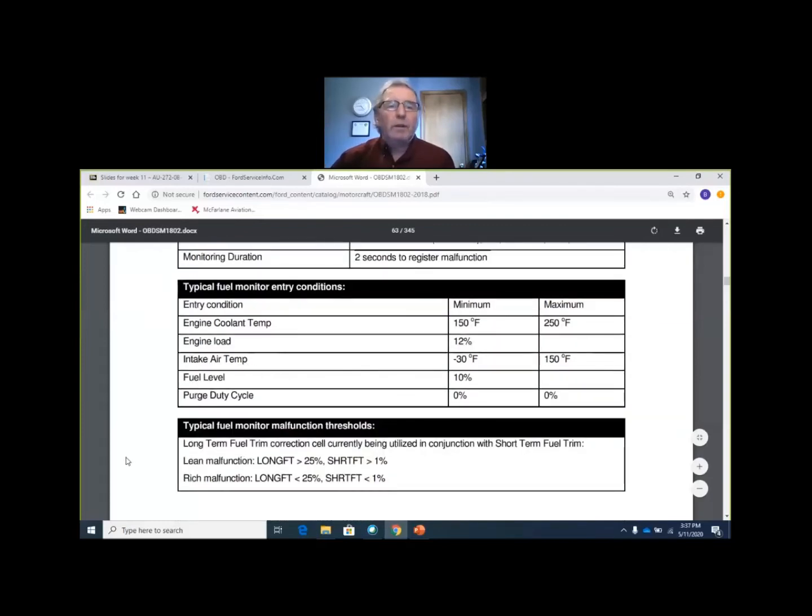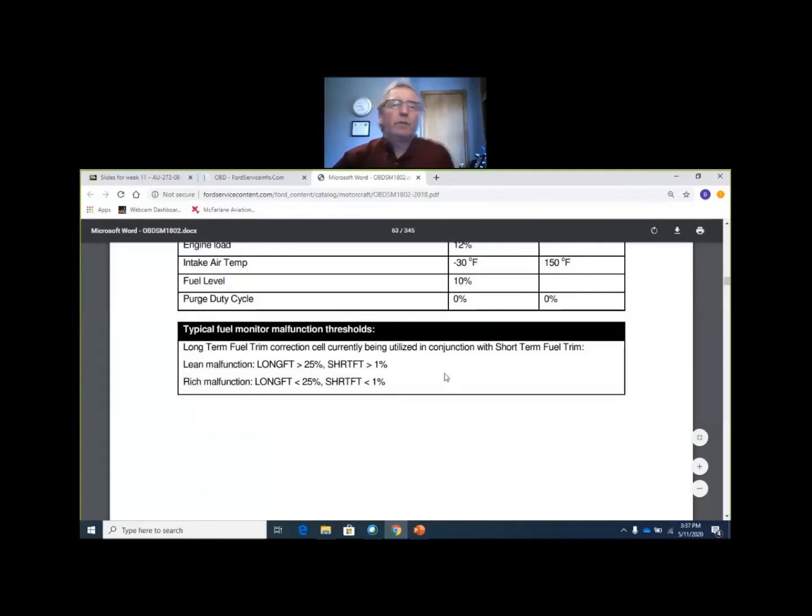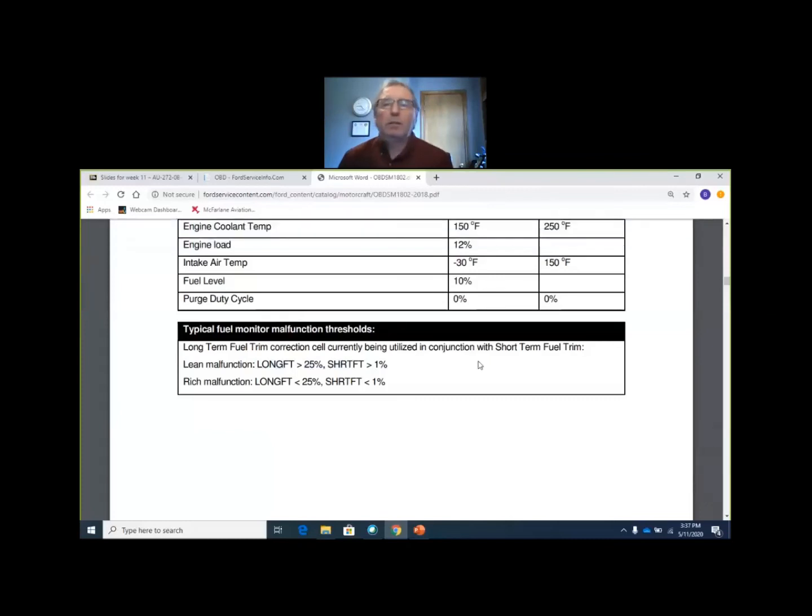So what is our, here's the threshold. This is what I was looking for. All right. If the long-term fuel trim is greater than 25%, and the short-term fuel trim is greater than 1%. So that is a combined fuel trim number of 26%. That is going to be a malfunction. Right? So as soon as it goes beyond 25, that's the bottom line.